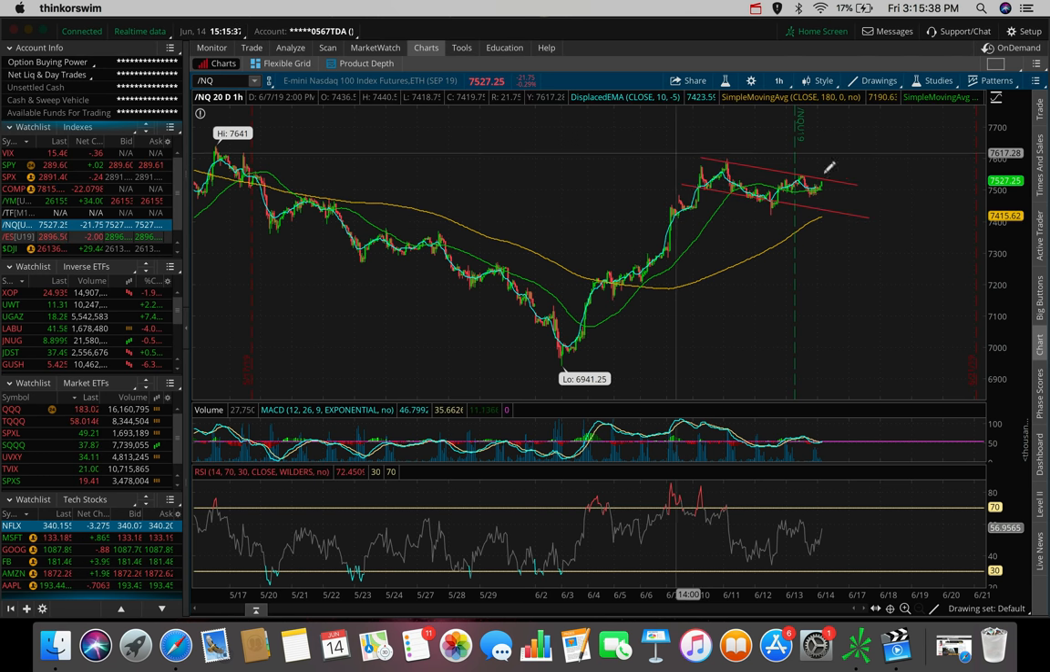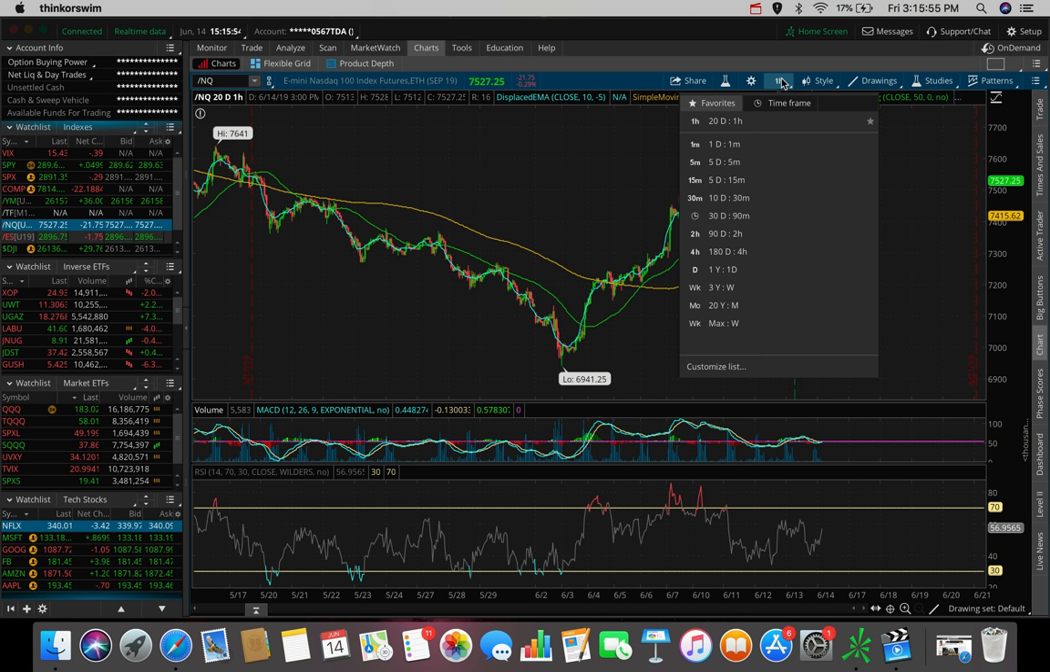So you guys can see with that new channel I just drew here, we're testing a resistance again at the top of this channel, and mind you, it's also, like I said, the 7,500 level of resistance on the NASDAQ as well, which is very, very important right now for the direction to be picked on this particular index. So that's the market update for today's video, guys.